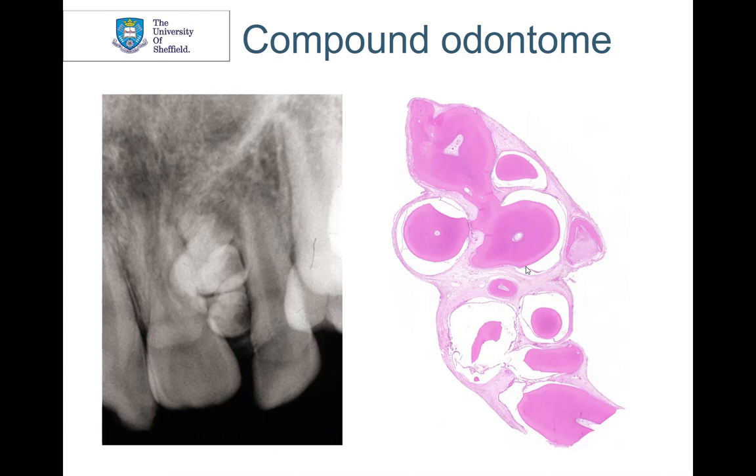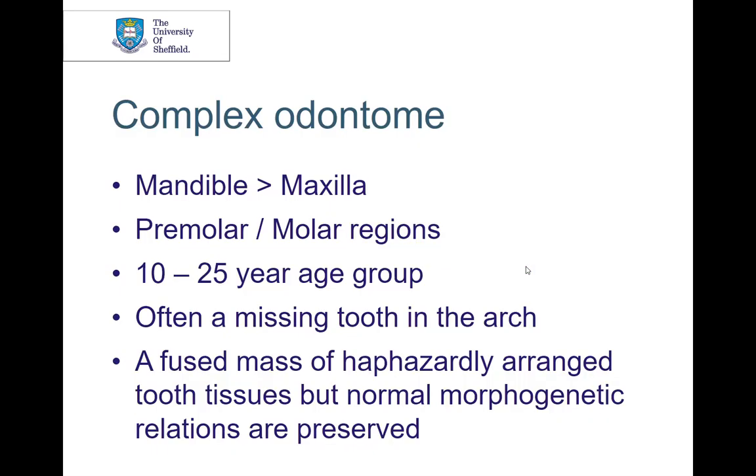Pretty well-formed lesions. Opposed to that are the complex odontomes, which tend to occur much more in the mandible, particularly in the posterior area in younger patients. And in many cases, they are picked up because there is a tooth missing from the arch, and that tooth may actually be quite markedly displaced by the development of this lesion. And rather than being well formed into little teeth, it tends to be a fused mass of very haphazardly arranged tooth tissue. But you can recognize them as dentine and enamel and a bit of odontogenic epithelium, so you know that all the component parts are there.